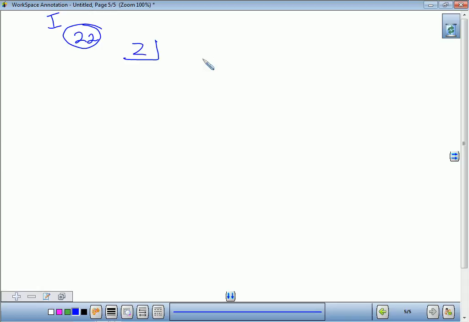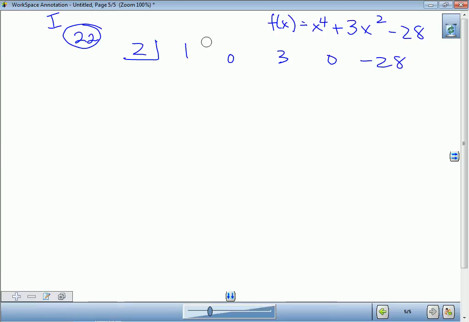0. That's right. So our function is f of x equals x to the 4th plus 3x squared minus 28. This is a great one to review because if we're missing a degree, what do we have to put in its place? 0. So we do coefficients: 1, 0, 3, 0, negative 28.